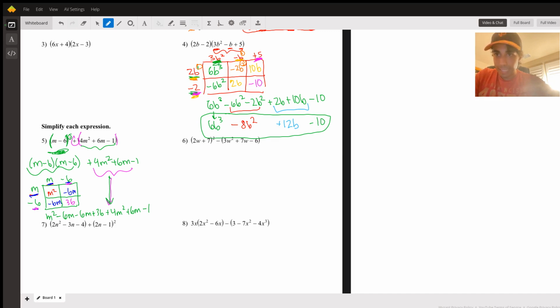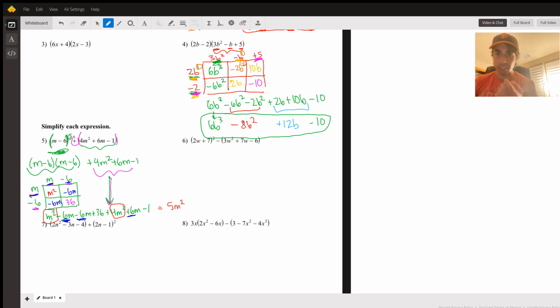All right, last step, combine your like terms. We've got 1m squared and 4m squared. So we've got 5m squared. What else do we have? Remember, you're looking for the same exponent. So you've got, use a different color, minus 6m plus 6m. So negative 6 minus another 6 plus a 6.